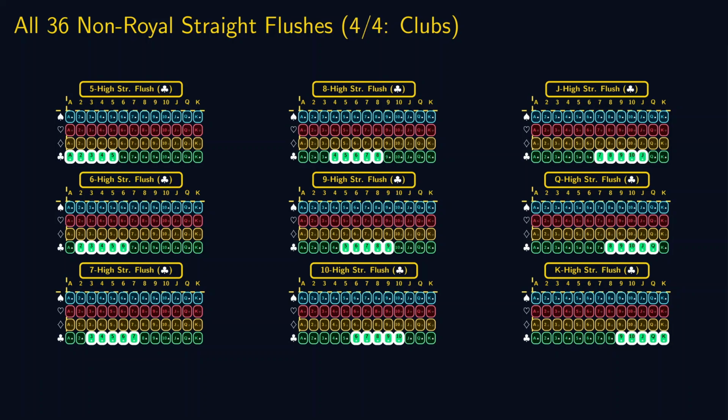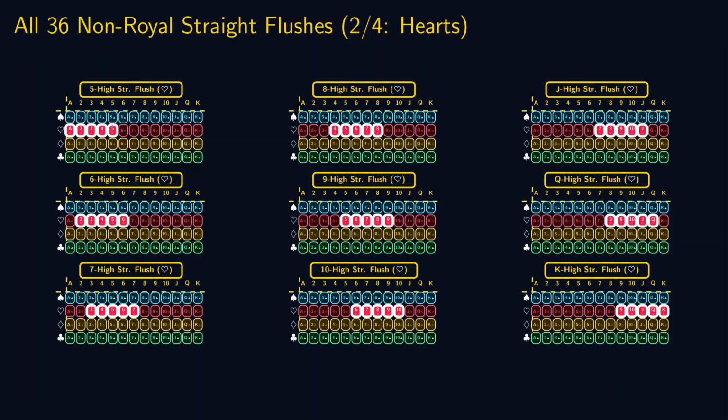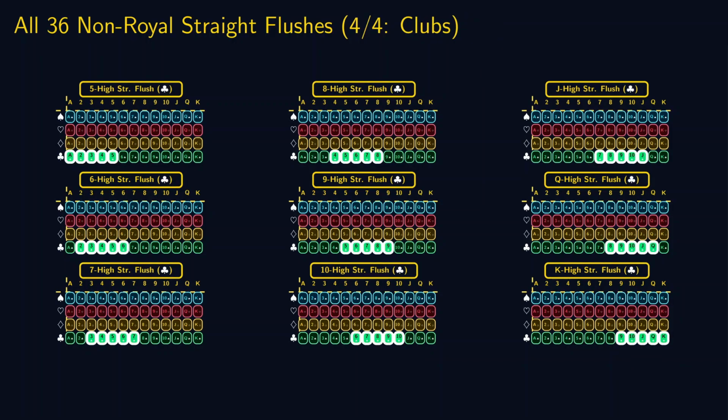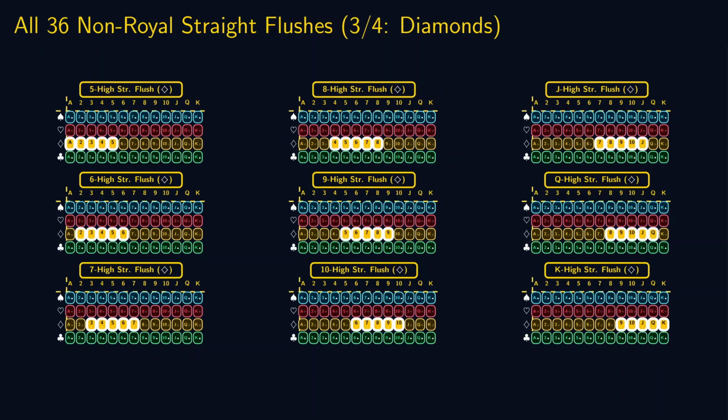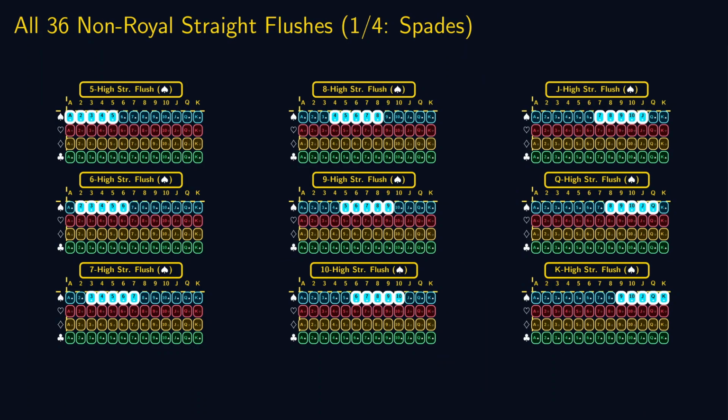And there we have it. 9 spades, 9 hearts, 9 diamonds, 9 clubs, 36 non-royal straight flushes, every single one of them displayed in full. Each one is a unique, verifiable hand. No two are the same, and together with the 4 royal flushes, they account for every straight flush that can exist in a standard deck of 52 cards, all 40 of them.